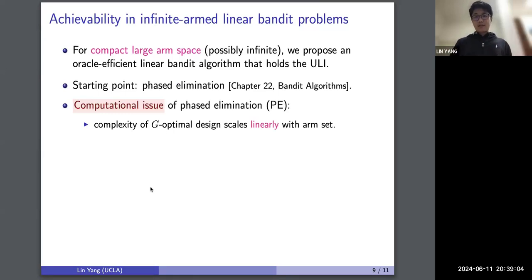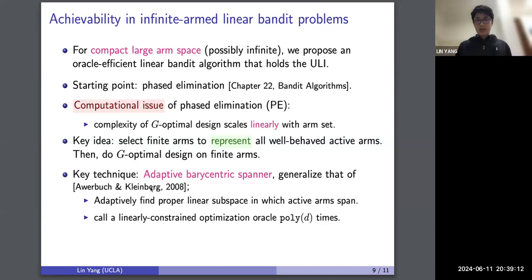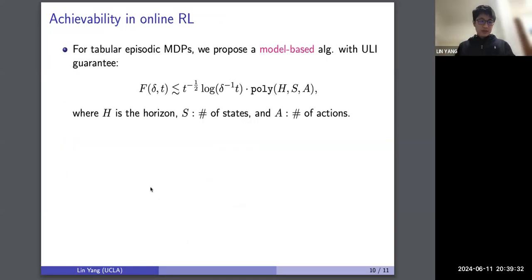We design an algorithm that gives an efficient G-optimal design every batch. That can be used to get a URI algorithm, and the time complexity is polynomial in d in every round. So these are the upper and lower bounds of the URI guarantee for multi-armed bandit settings. Then we can also generalize this kind of algorithm to the reinforcement learning setting. We design an algorithm that achieves the URI guarantee for reinforcement learning as well.